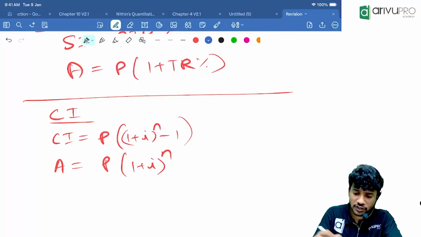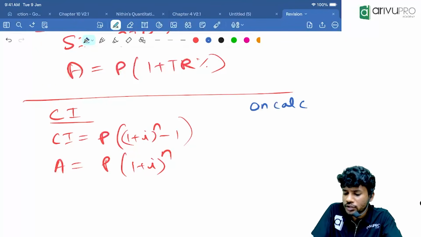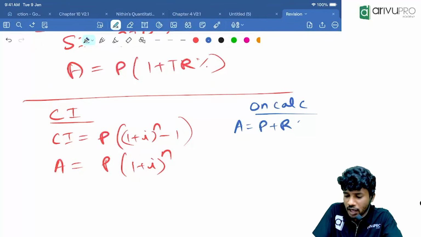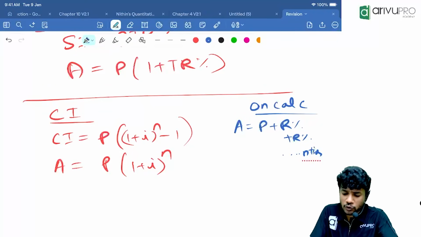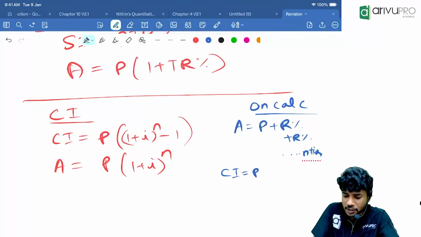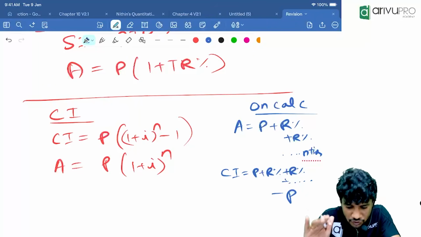If you are using a calculator, how to do that? On the calculator, what is the method for finding amount? Amount is nothing but P plus R percentage, plus R percentage, et cetera, n times according to the number of periods. Then how to find CI? CI is nothing but P plus R percentage plus R percentage, et cetera, minus principal. You will get the value of CI.